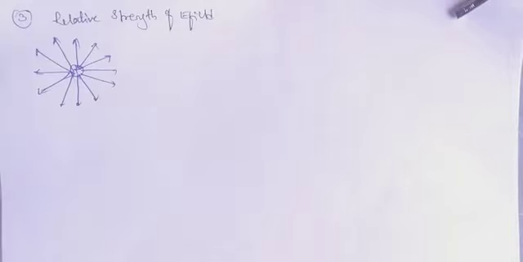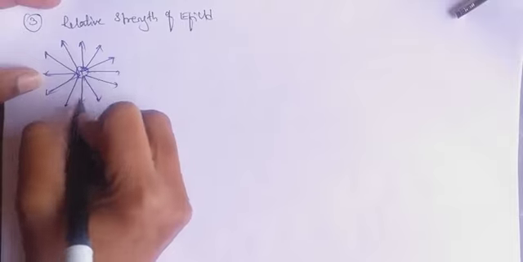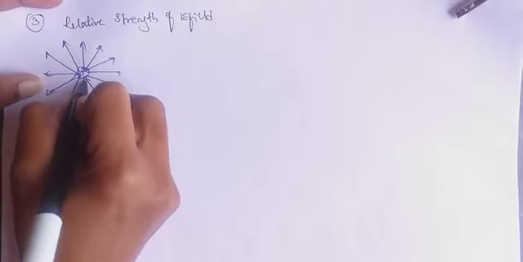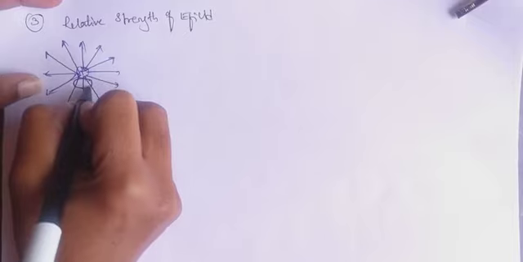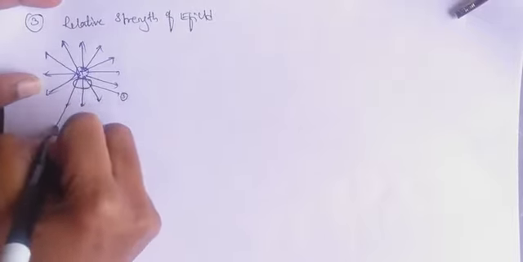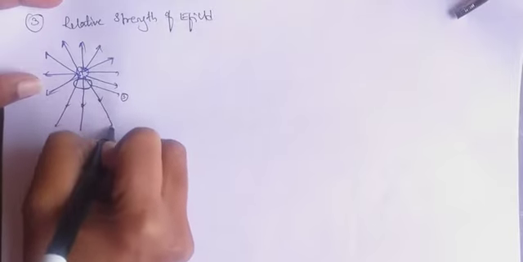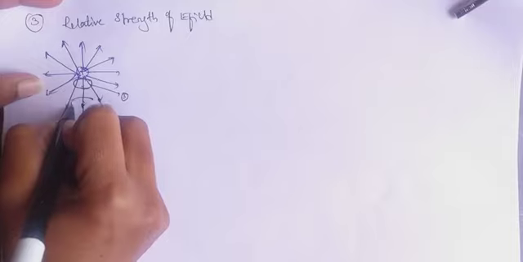So here I am placing one loop. This is the one loop. Through this loop we are getting three lines. Now I am placing the same loop here.